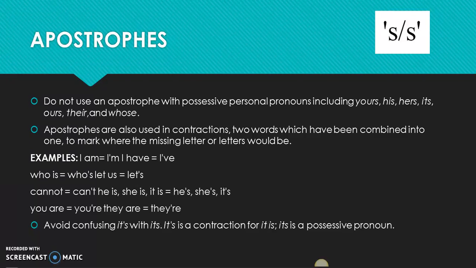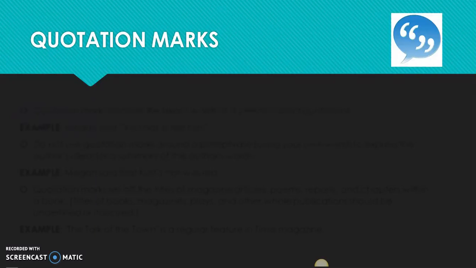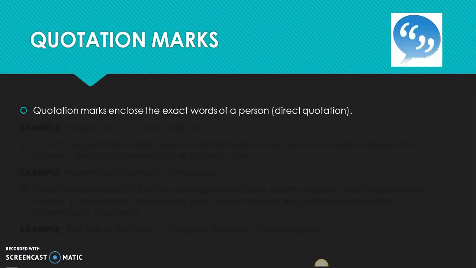Okay, let us consider quotation marks and their rules. Quotation marks include the exact words of a person, which is the direct quotation. Example: Megan said, "Kurt has a red hat." So we are literally stating what Megan said.